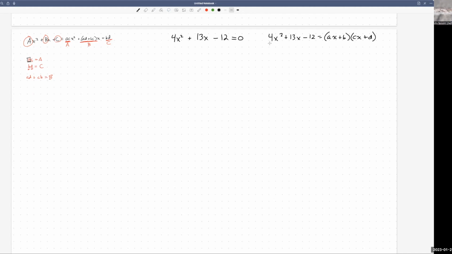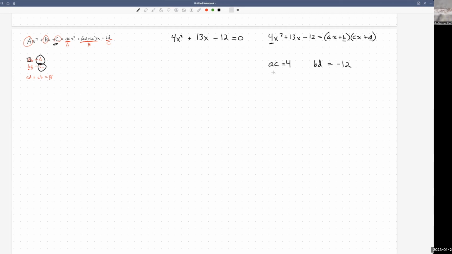So I know using my map over here, I see that I need the product of a and c. I need a and c to be equal to the coefficient of x squared. So a times c has to equal 4. And I need the product of b and d to be equal to the constant term. So in our case, that's negative 12.